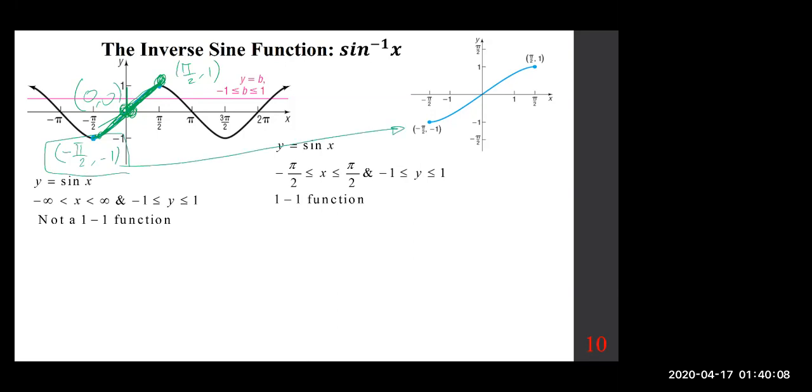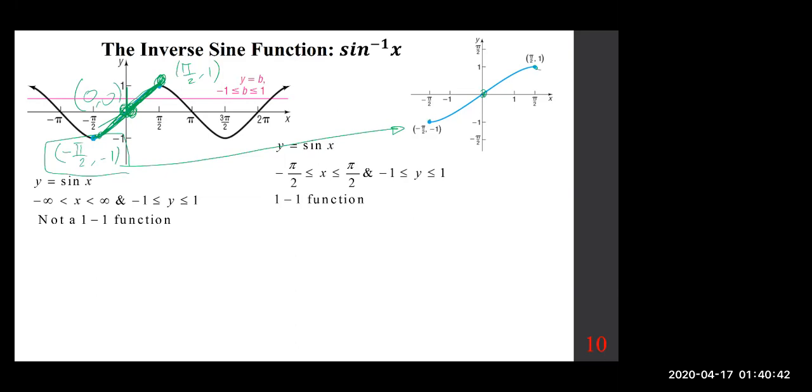Corresponding to negative pi over 2 comma negative 1, we have now this point, okay? So this is still the sine function, but it is the one that is one-to-one and has an inverse. Okay, class? 0, 0 is there, pi over 2 is there, so all of them are there.